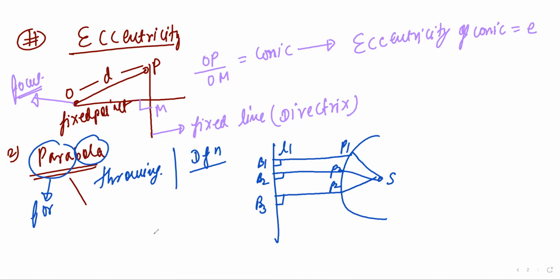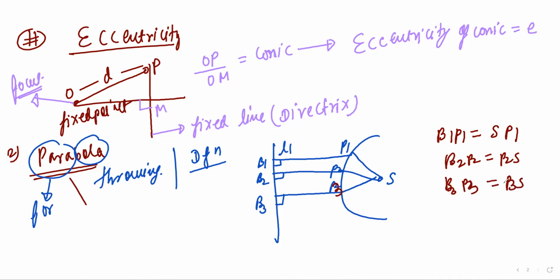Right. So by the definition, B1P1 is equal to SP1. These should be equal in the parabola condition. In a similar manner, B2P2 will be equal to SP2, and next is P3, B3P3 is equal to SP3. So these ratios should be similar for the parabola.